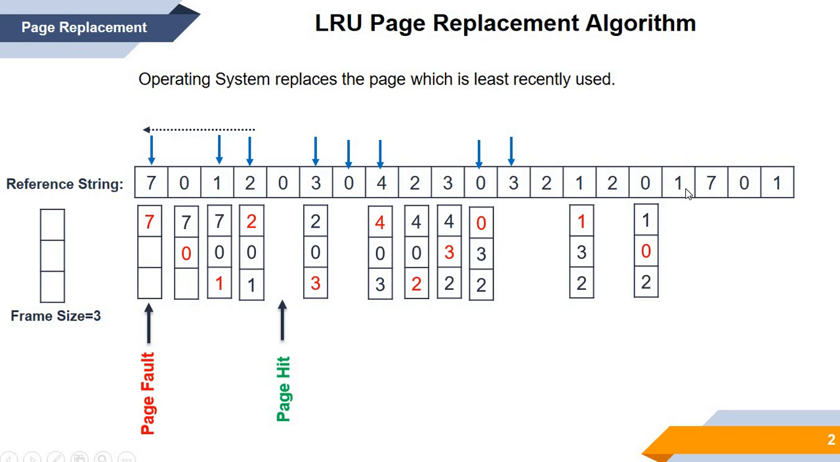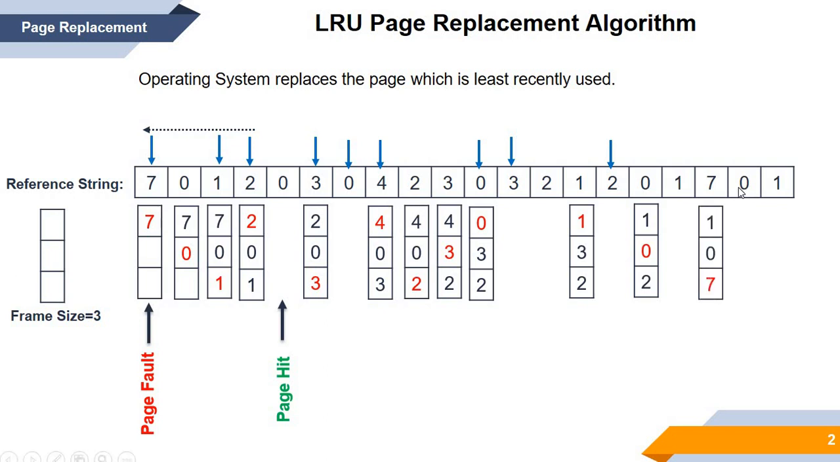Next page is 1. It is present in the page frame. There is a page hit. No change in the page frame. Next page is 7. It is not in the page frame. Out of 1, 0, 2, the least recently used page is 2. In place of 2, 7 will be added in the page frame.